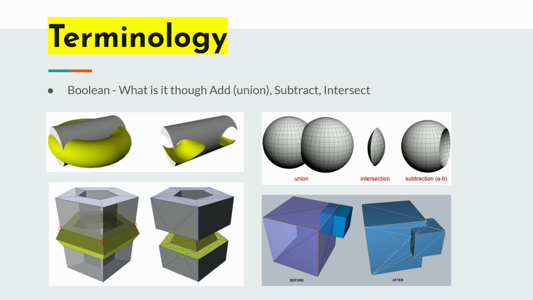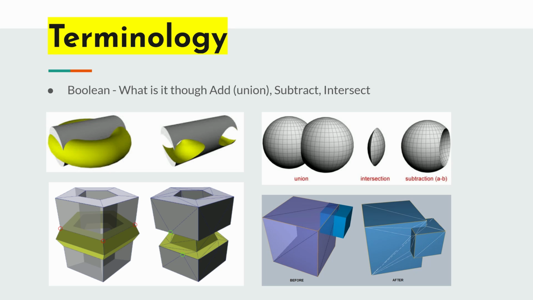So Boolean, what is it? I kind of talked about it a bit, but you guys want to take a stab at it before we get into it? Cropping and merging objects together? That's what it looks like.